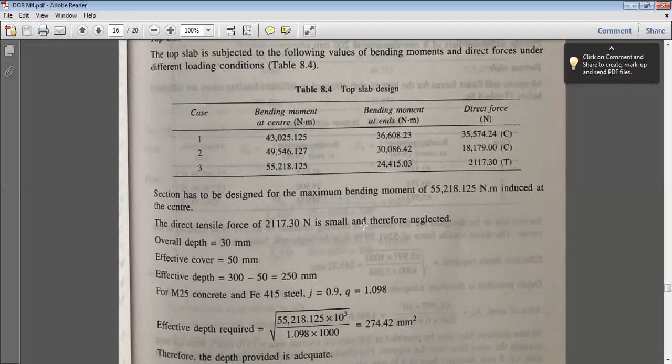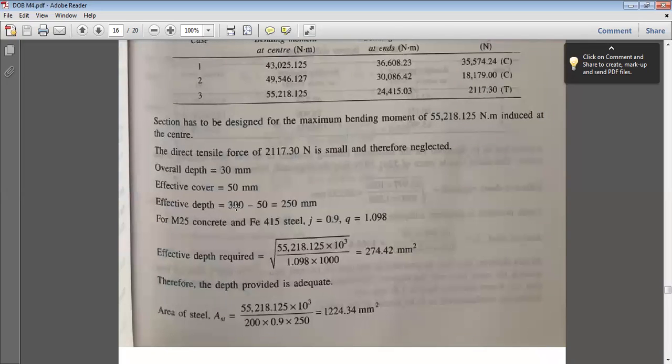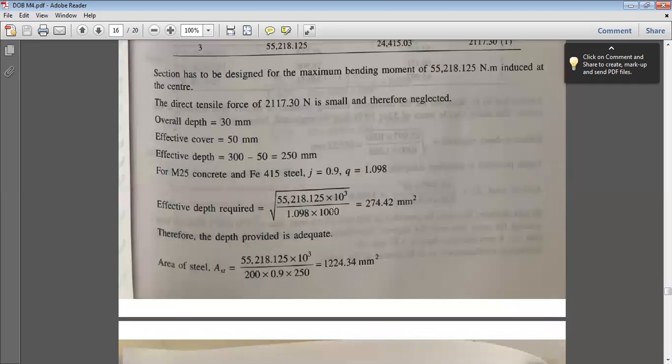For that maximum moment, we have the tensile force 2117 Newton. Okay, the overall depth is 300 mm, not 30 mm, 300 mm. Effective cover 50 mm. I will get the effective depth as 250 mm for the box culvert slab. Okay, so effective depth required is square root of M divided by Q into B. That is working stress method.